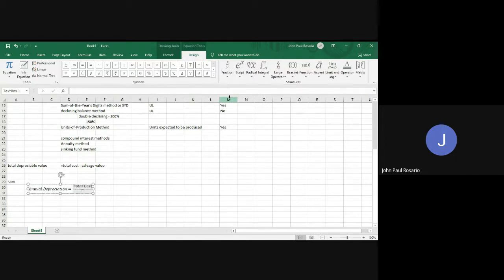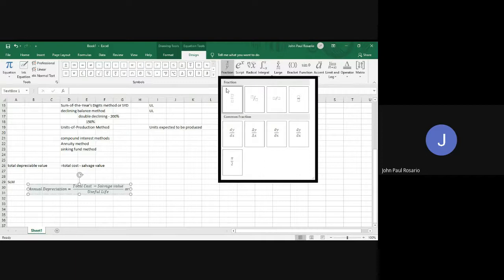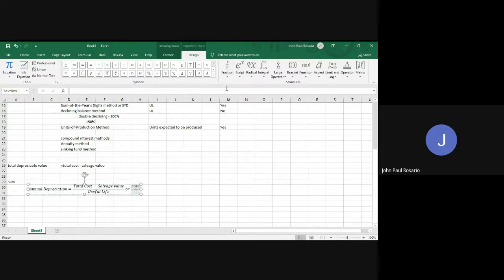Total cost less your salvage value, and then over the useful life. Or you can simply say the reduction of total depreciable value over your useful life.